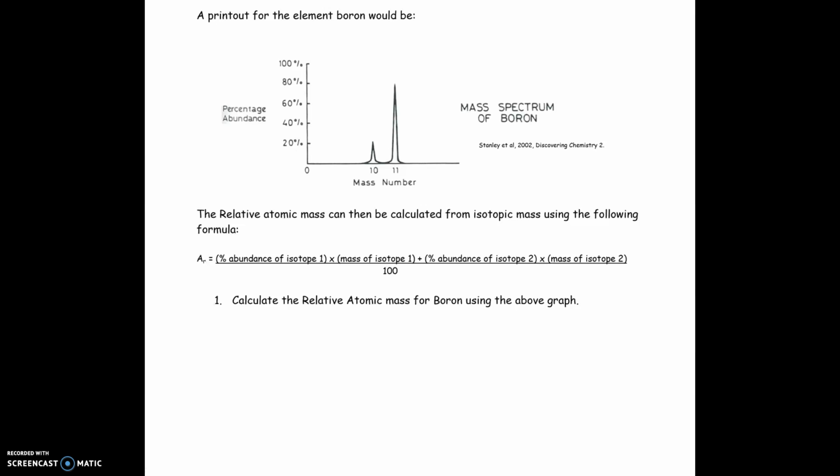Now let's do a couple of examples from using mass spectra to calculate relative atomic masses. So with this example, you can see that there are two isotopes and they have a mass number of 10 and 11. So from here we can calculate the relative atomic mass of boron.